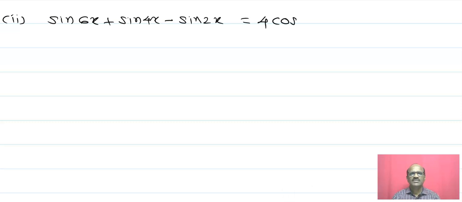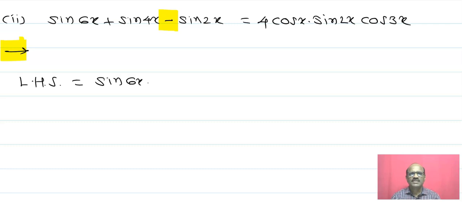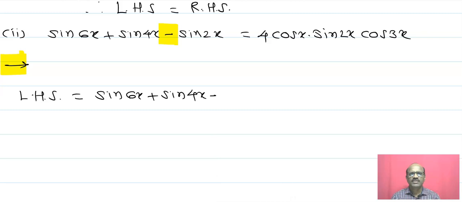Now the next is second, sine 6x plus sine of 4x minus sine of 2x is equal to 4 cos x into sine 2x into cos of 3x. Now again see this, there is one more doubt there. I think that there is not a negative sign, but I have taken the negative sign there. Now consider the LHS. That is sine of 6x plus sine of 4x minus sine of 2x. In the textbook, there is not a negative sign, but I introduced it there.